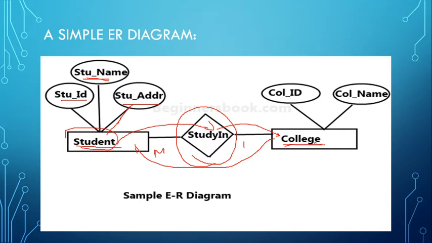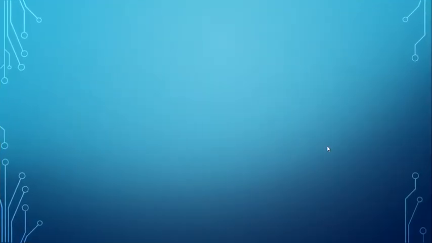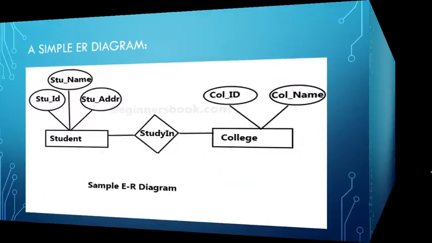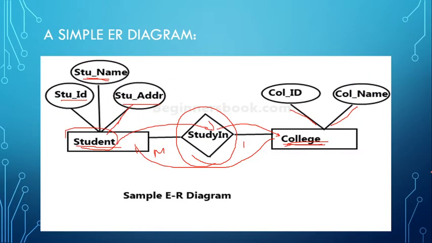Similarly, every college entity also has attributes, just as student has. For every college there will be a college ID and a college name. Without these things no college is identified. Let's come back to the diagram. There are some geometric shapes in this ER diagram, and we will learn about these geometrical shapes.